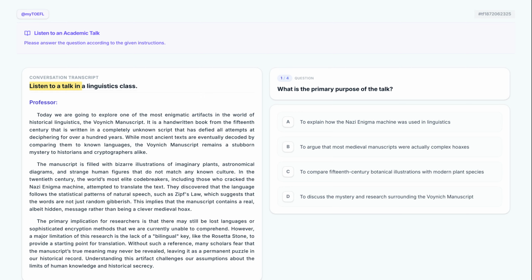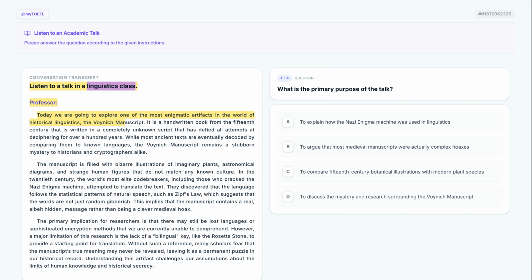Listen to a talk in a linguistics class. The lecture takes place in a linguistics class, which signals that we should listen for technical terms related to language, decoding, and historical scripts. The speaker is a professor, so expect a well-structured presentation that moves from a general introduction to specific examples and research findings.